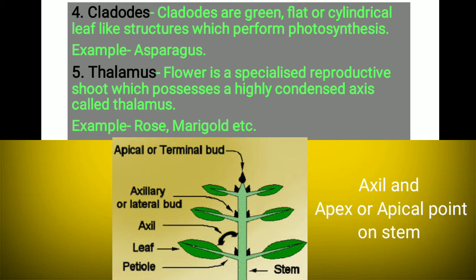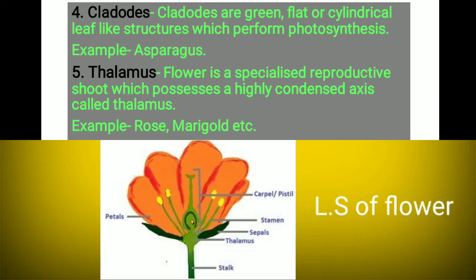So very simply, thalamus is the seat where the flowers are born, and normally it is found in every type of flower, for example rose, marigold, dahlia, etc. In some cases they are quite small, and in the case of some flowers such as marigold, dahlia, rose, we can see them prominently. So this is all about the modifications of the aerial stem.